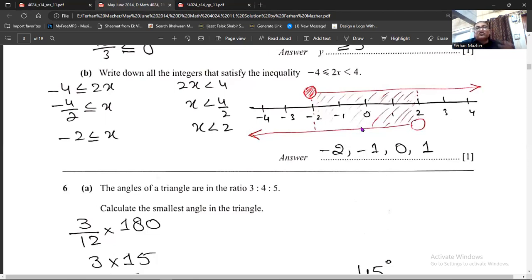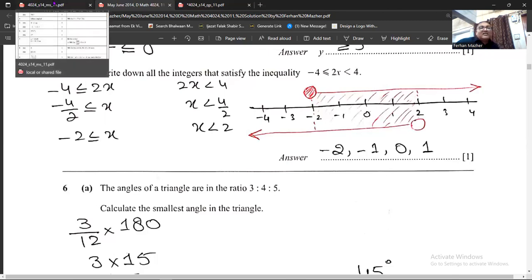So the overlapping portion between these two arrows is this portion. You can see I've shaded it. So the integers which are inside this shaded portion are -2, -1, 0, 1. This 2 is not included in the answer. So the integers are -2, -1, 0, and 1.